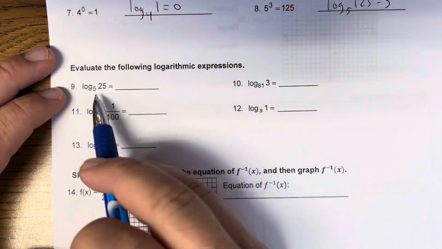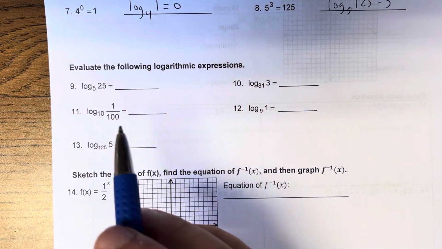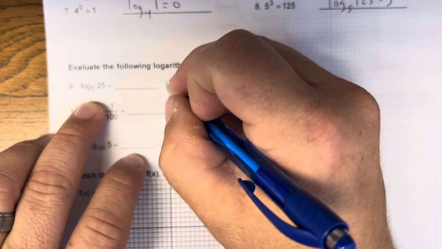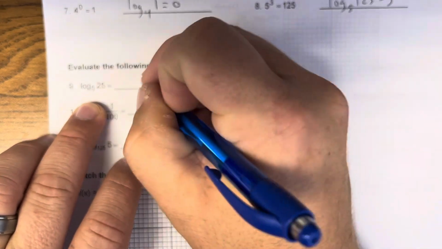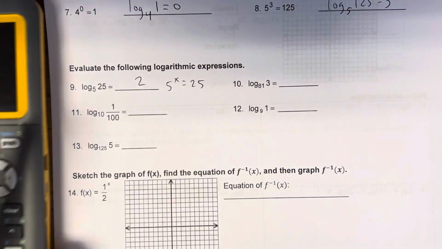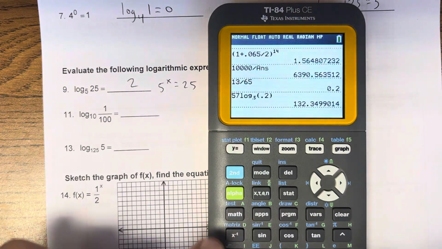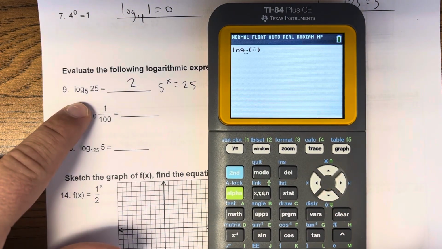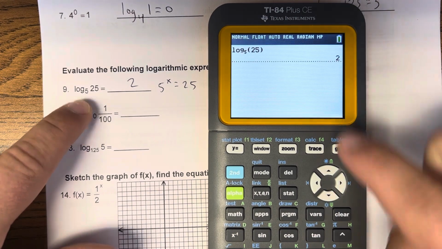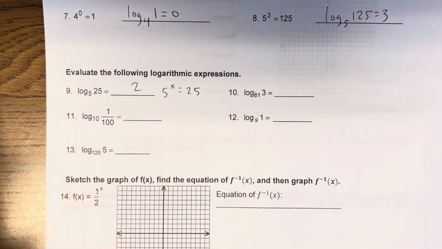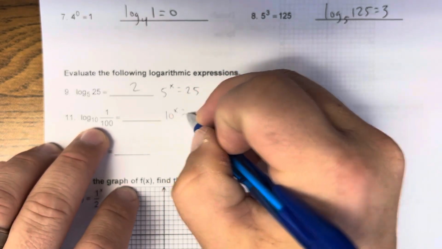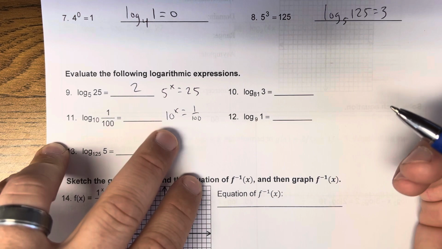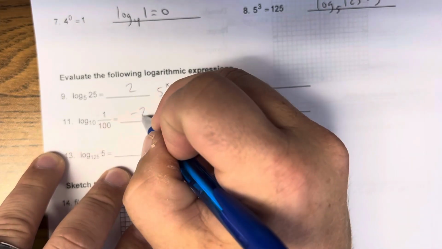Evaluate the following. Technically we could just put these in our calculator, but without a calculator, I would think, 5 to what power gets 25? That would be 2. In the calculator, just as a reminder, I would go math, scroll up to log base, and then put in 5 of 25, and I get 2. This next one would be 10 to the x equals 1/100. Since it flips over a fraction, we know it's a negative exponent, and 10 squared is 100, so it's -2.